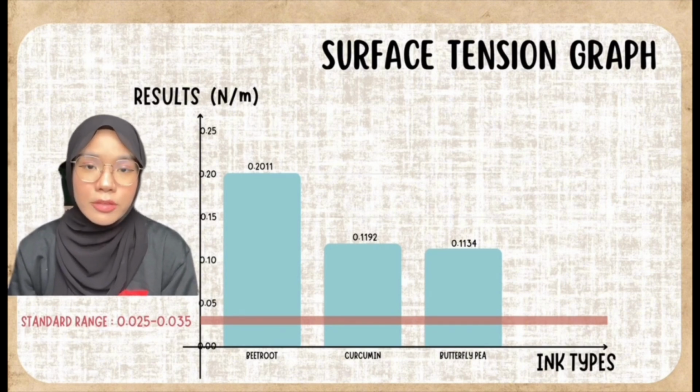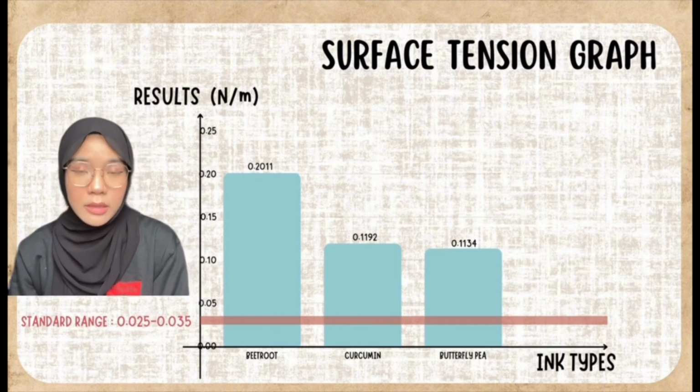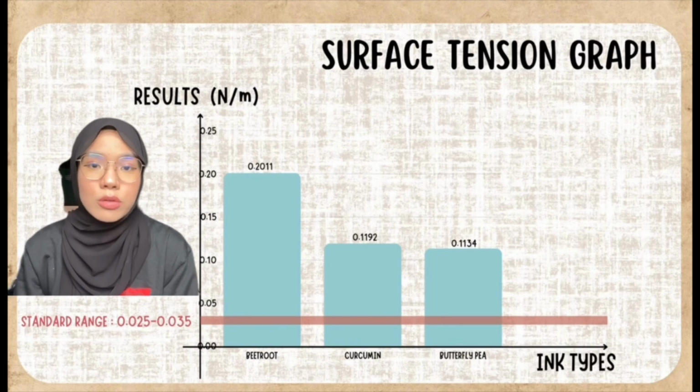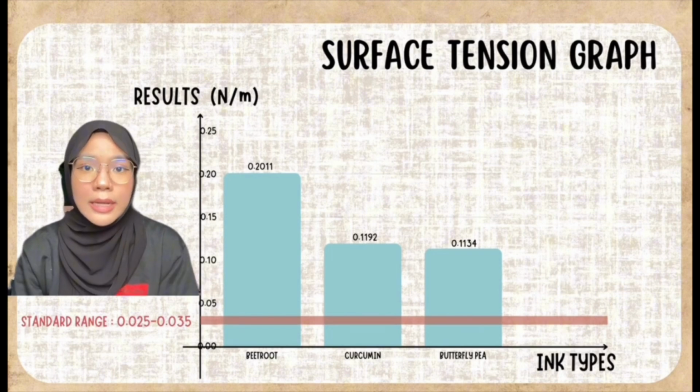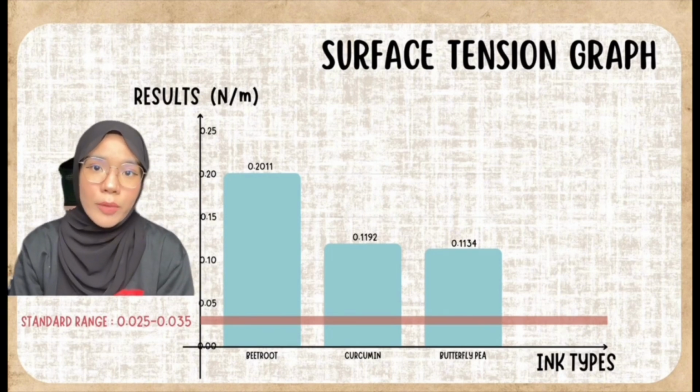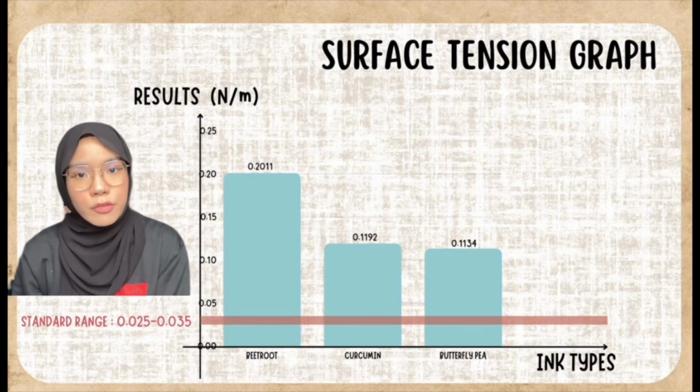Beetroot ink has the highest surface tension of 0.2011 Nm, while curcumin and butterfly pea inks have slightly lower values of 0.1192 Nm and 0.1134 Nm respectively. High surface tension can prevent smooth ink application and penetration, leading to uneven prints. To address this, surfactant or wetting agents can be added to reduce surface tension and improve ink performance.